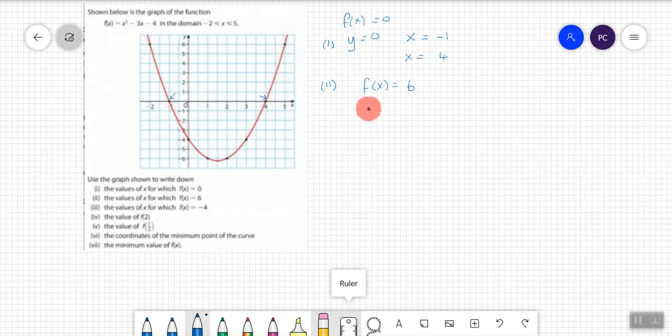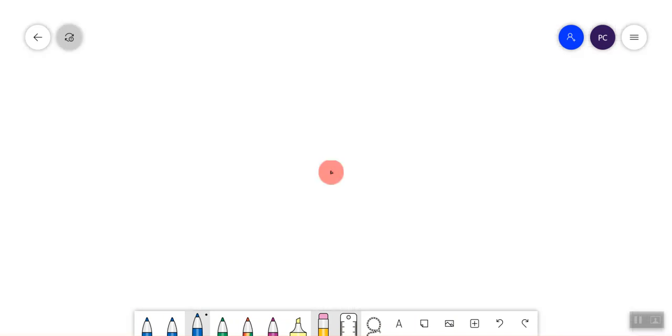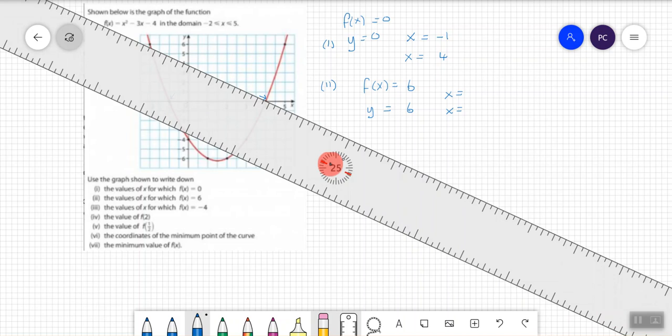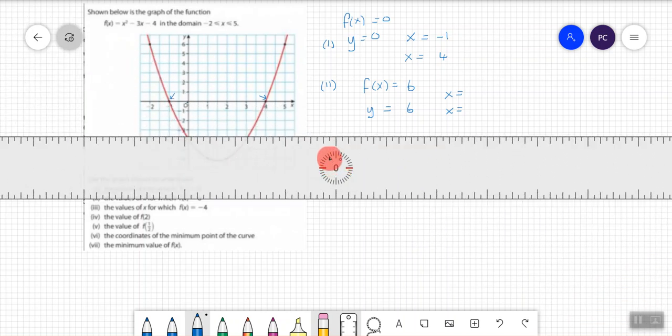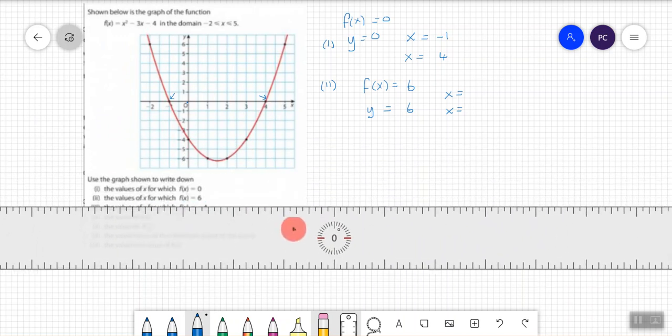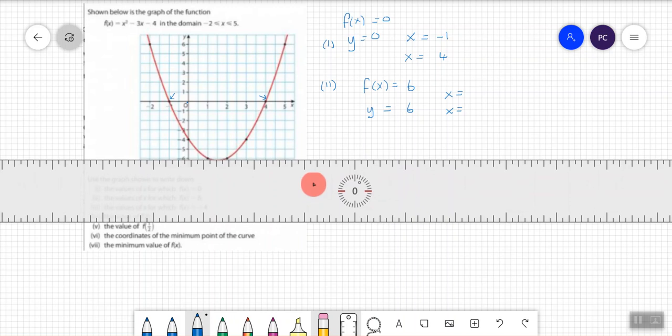Another way of saying it is when y is equal to minus 6. And again, we're going to have two values, so x is equal to and x is equal to. So again, what we're asking is when y is equal to minus 6, what are the values for x? We can use our ruler. So this is minus 6 down here.